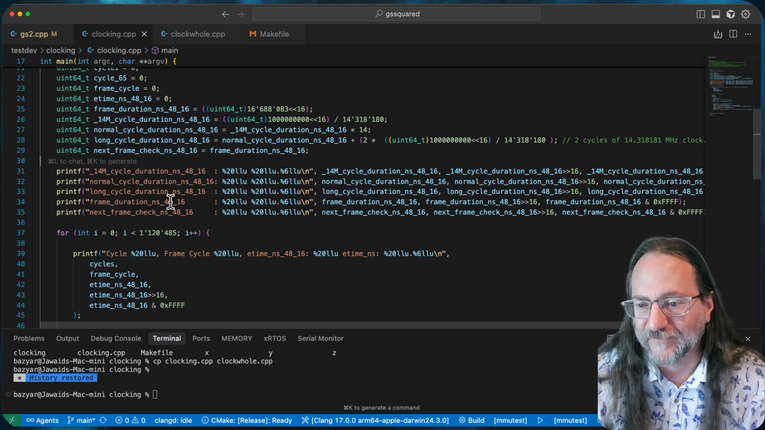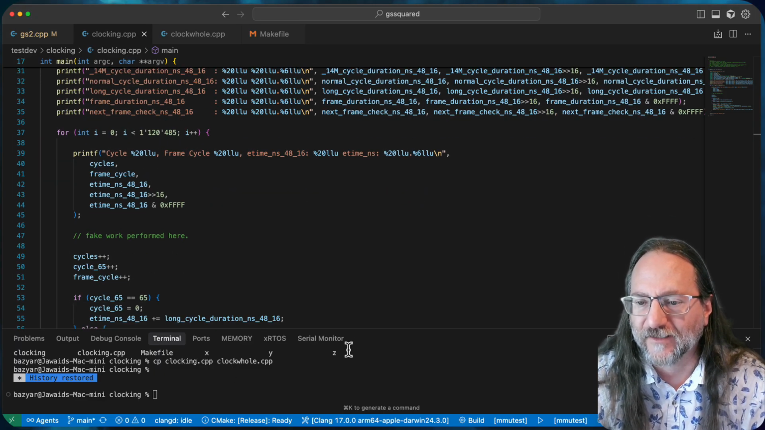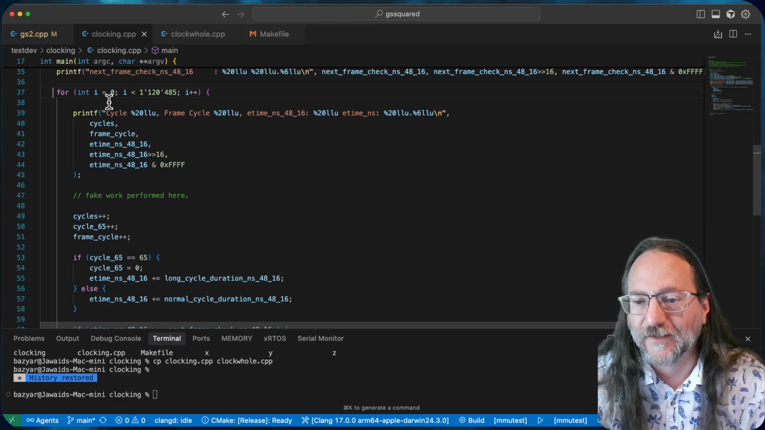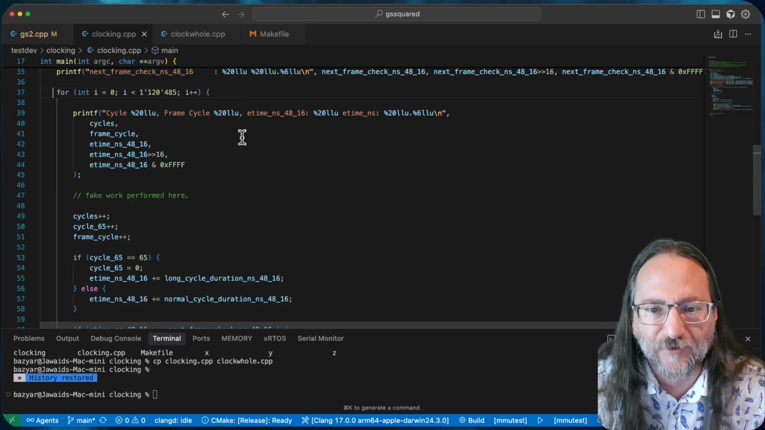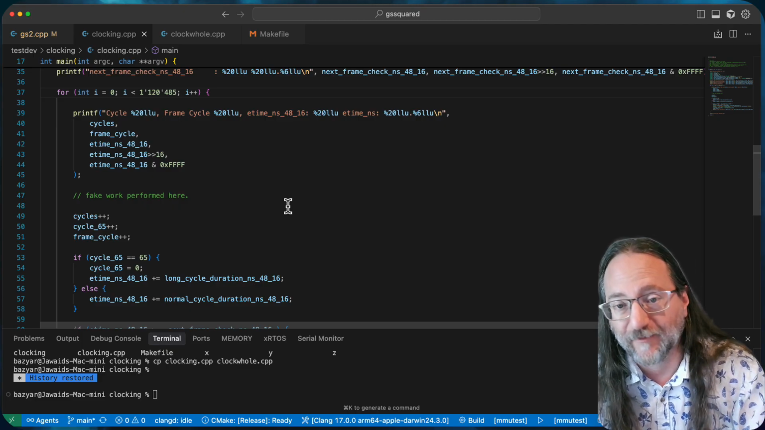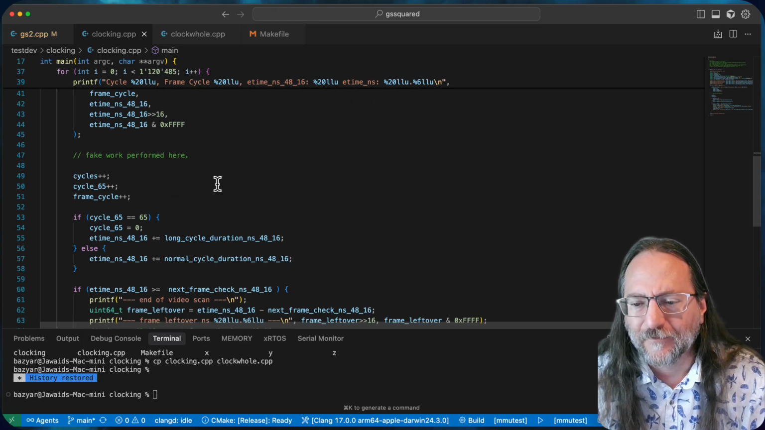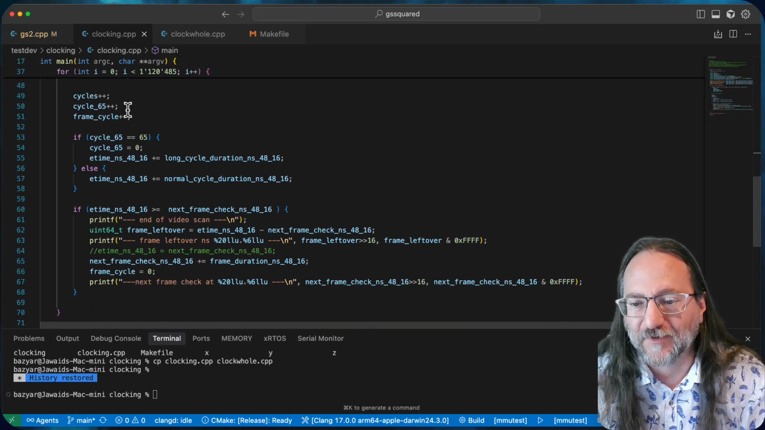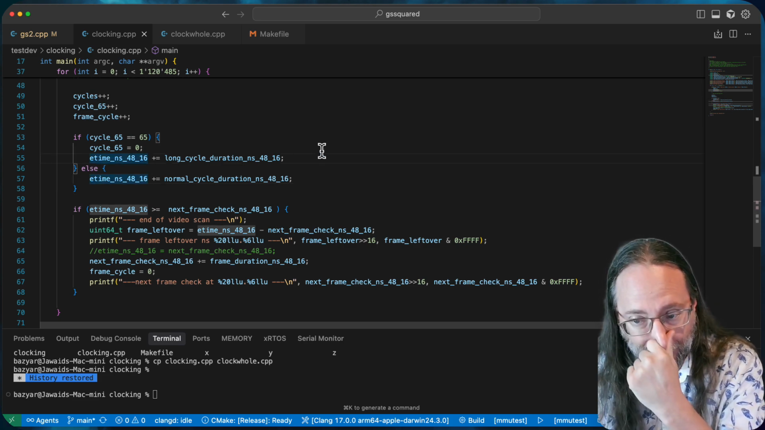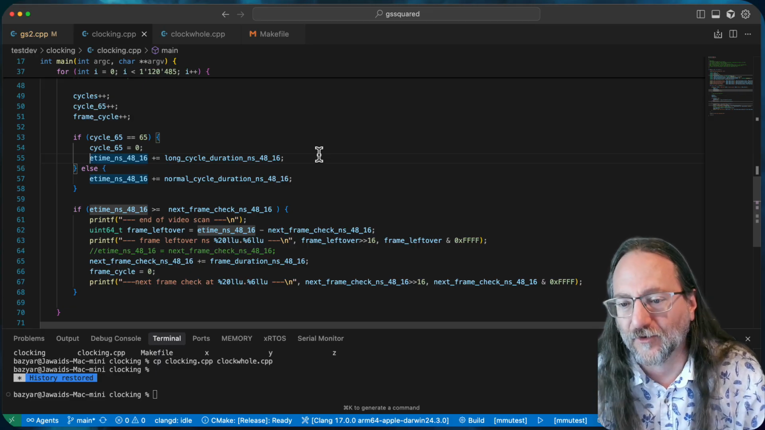So I then display all of these values that I've calculated, and we'll take a look at that in a second. And then I just run an emulation here for 1.12 million cycles, something like that. It just needed to be more than a full frame and more than a second. So for each cycle, I spit out the numbers, and then I update the numbers, the cycles, the elapsed time.